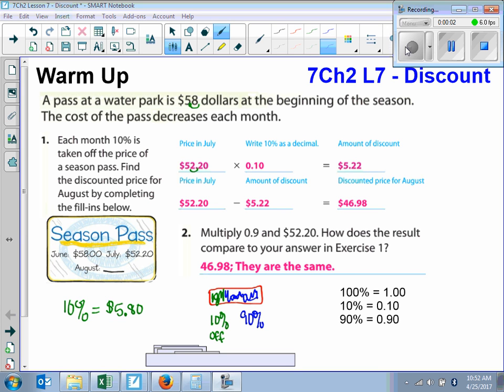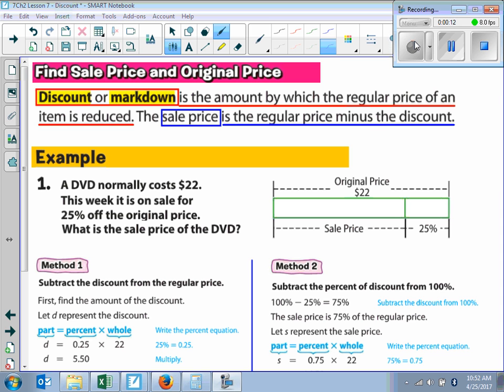All right, so Chapter 2, Lesson 7 is discount. I would like for you to read through the warm-up. So we want to find sale price and the original price. Please make sure you write down these definitions. The discount or the markdown is the amount by which the regular price of an item is reduced. The sale price is the regular price minus the discount.